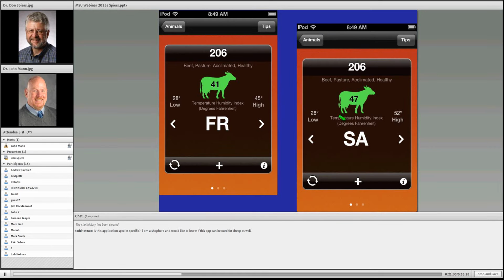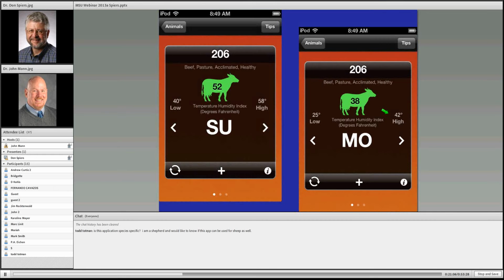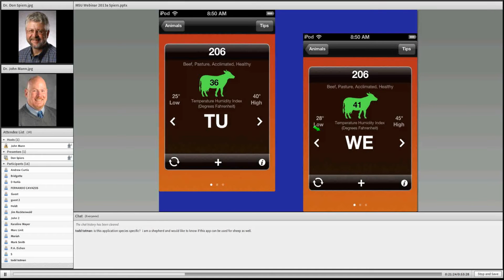Again, the low temperature, the high temperature, and you can see that the temperature humidity index has changed because the temperature has gone up for that day. We go to the next day, Sunday. Again, the temperature has gone up again. Temperature humidity index has changed. Now it's cooled off on Monday, as we see over here, and now the temperature humidity index has gone down for the same animal. So now we're knowing if a heat wave is coming, we know that's happening. We know what level of stress that animal is going to be exposed to as we go through Tuesday and Wednesday of that next week. Again, using weather information that is already out there on the internet.